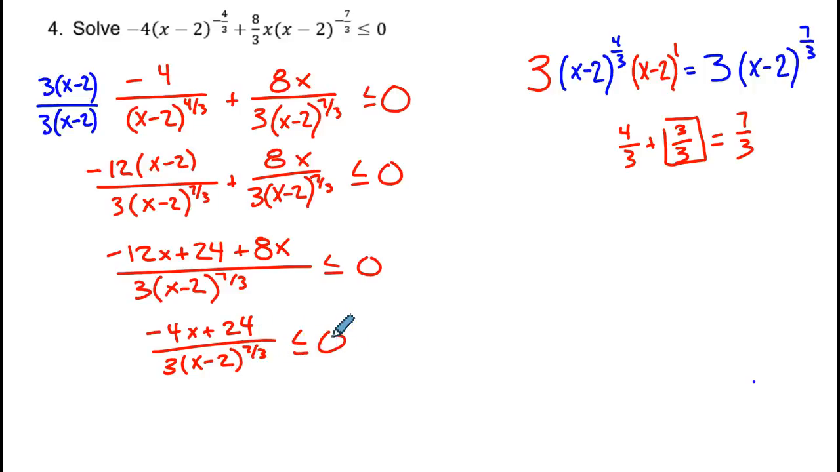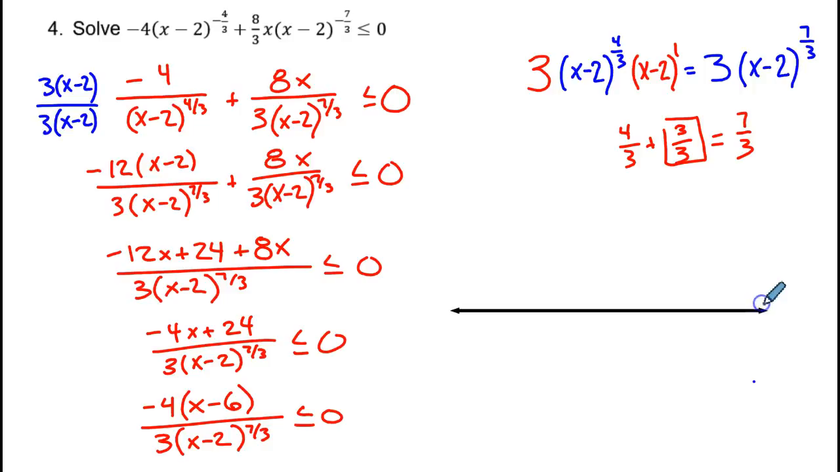Still less than or equal to 0. I can factor out a negative 4 in my numerator. That's going to be negative 4 times the quantity (x minus 6) over 3 times the quantity (x minus 2) to the 7/3, less than or equal to 0. We're now ready to construct a sign chart for this bad boy because we've got it completely factored. And the points we need to mark on our number line are 6, because 6 makes our numerator equal to 0, and 2, because 2 makes our denominator equal to 0.